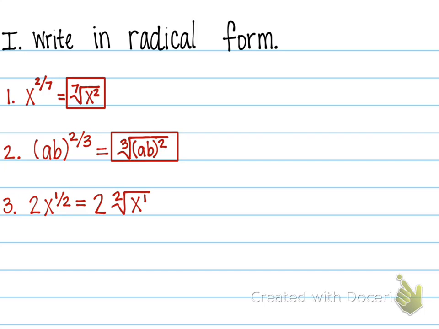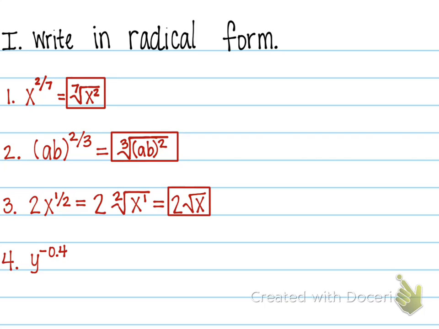Now we're going to do a little simplifying here, because if we go ahead and drop the 2 outside of our radical, our index, it's always assumed to have an index of 2, so it's unnecessary. As well as the 1 as the exponent. That is also unnecessary. So we rewrite it as 2 times the square root of x.